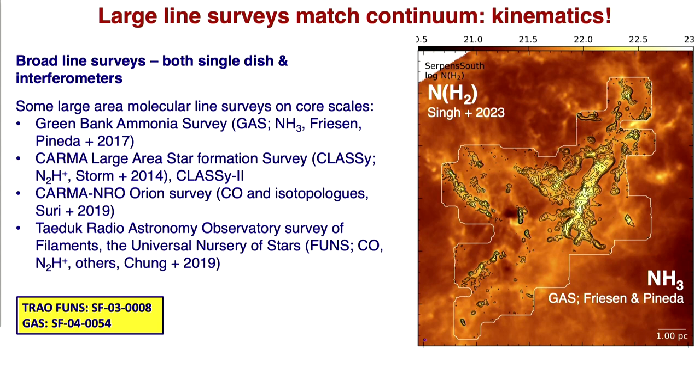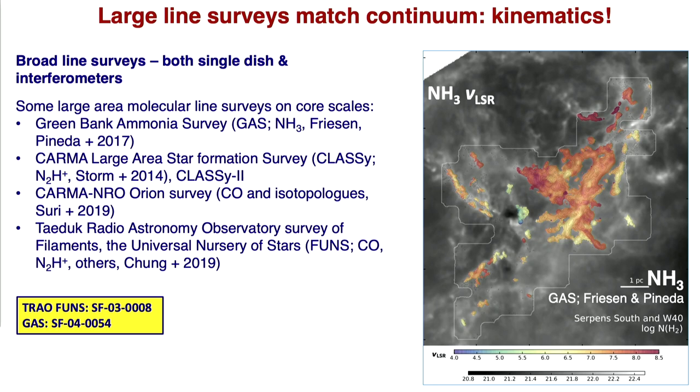Here I'm showing you the Aquila region in column density of H2 from Herschel, reprocessed by Ayushi Singh. In the white contours are the outlines of the survey area from the Green Bank Ammonia Survey, and the dark contours highlight where we see the ammonia. So it highlights very well the high column density regions where the filaments and the cores are found. These surveys cover a range of molecular line tracers, tracing lower or moderate density gas in CO and other isotopologues through to higher density gas in ammonia and N2H+. So that, like I said, gives you that kinematic counterpoint to the continuum surveys.